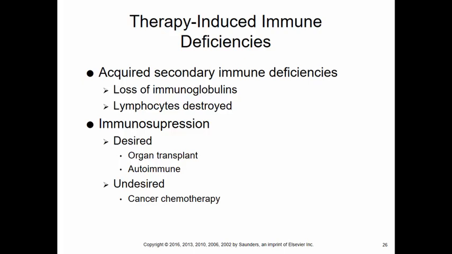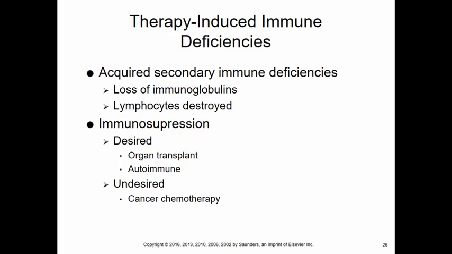In this recording, we're going to discuss therapy-induced immune deficiencies, not including HIV. Therapy-induced immune deficiencies are going to be deficiencies of the immune system that are secondary to some sort of treatment generally. Acquired secondary immune deficiencies are related to those other conditions that cause the loss of immunoglobulins or antibodies. They might destroy lymphocytes, and usually, like I said, these are going to be treatments or drugs.